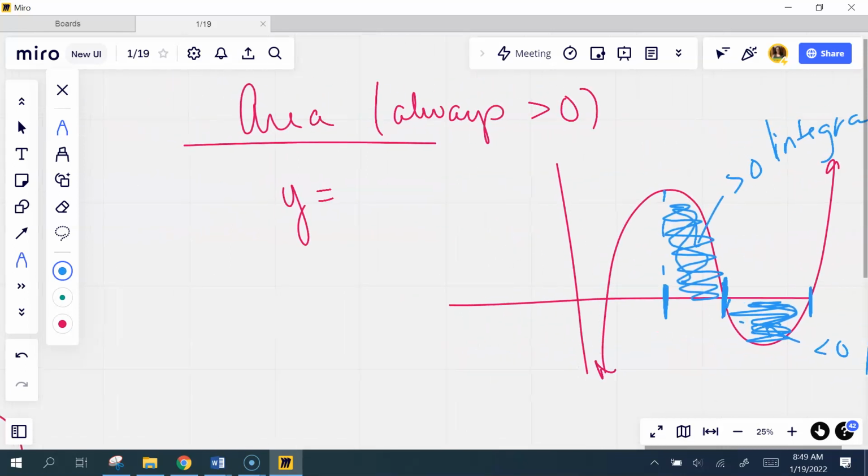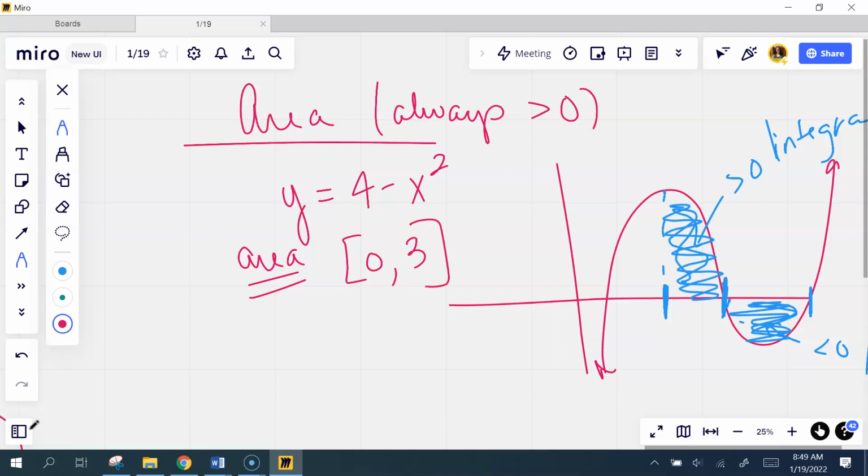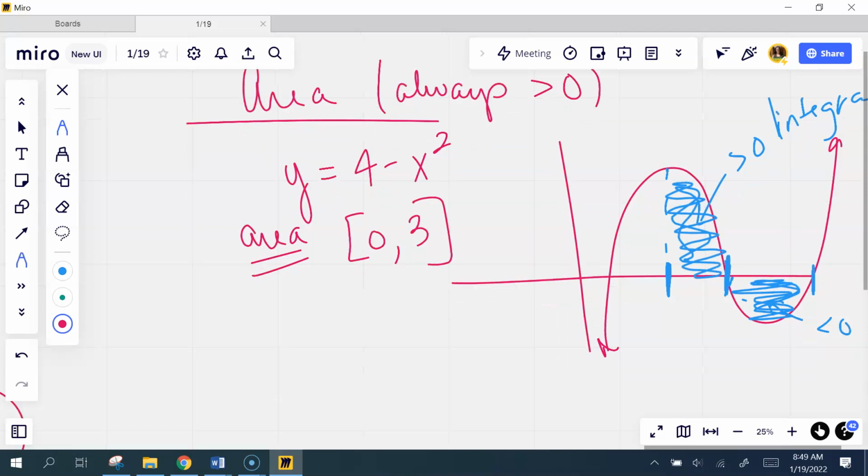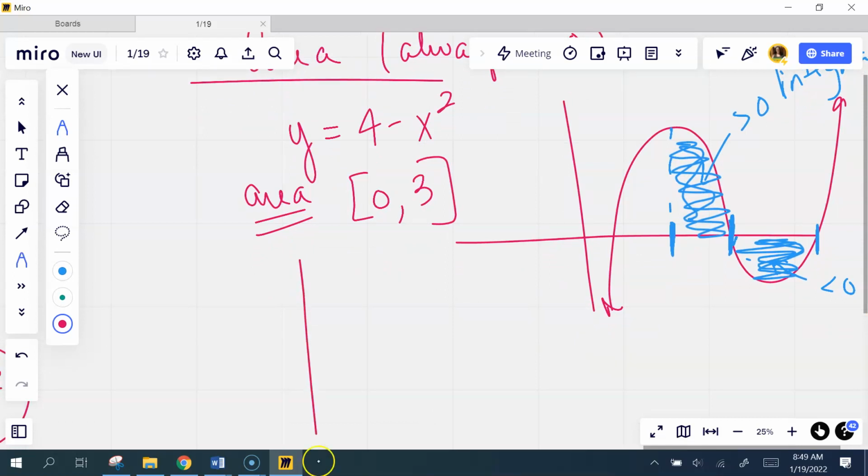I have the curve y equals 4 minus x squared, and I want the area from 0 to 3. What is that going to look like? It's an upside down parabola that goes up 4. It's upside down, right? Those first couple points go down 1 over 1. You don't need that side. You're exactly right.